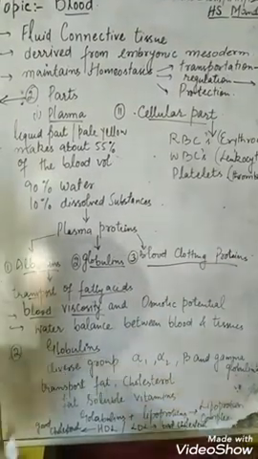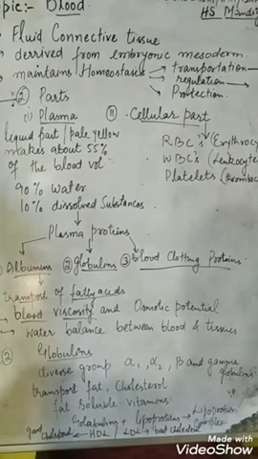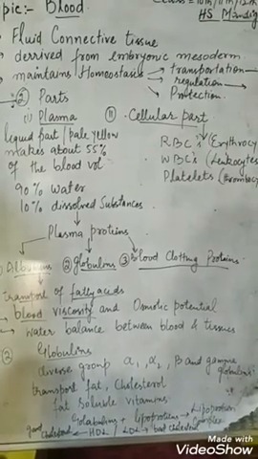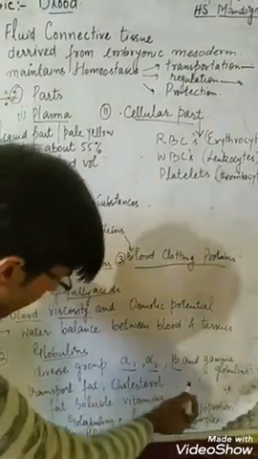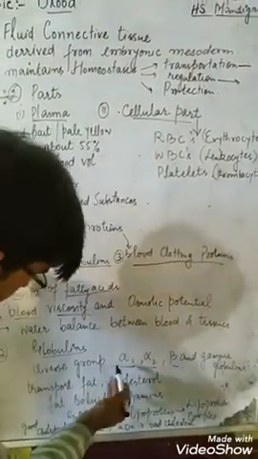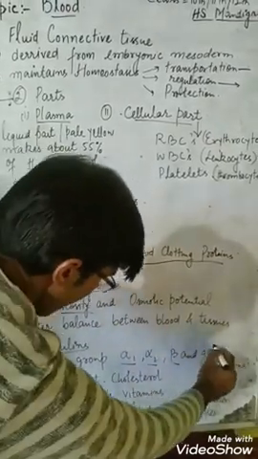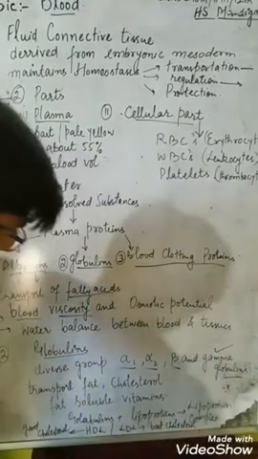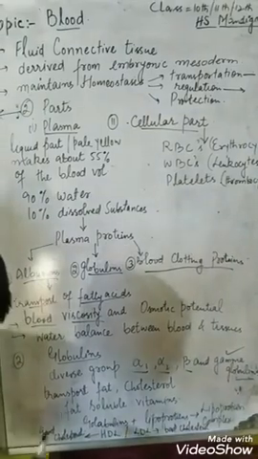Then coming towards the globulins. Globulins are a diverse group of plasma proteins, like alpha 1 globulin, alpha 2 globulin, beta globulin, and then gamma globulins. These globulins are manufactured in the liver like albumins, but gamma globulin is not manufactured in the liver. It is produced by the plasma cells.